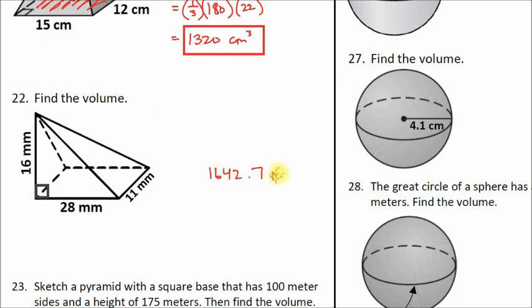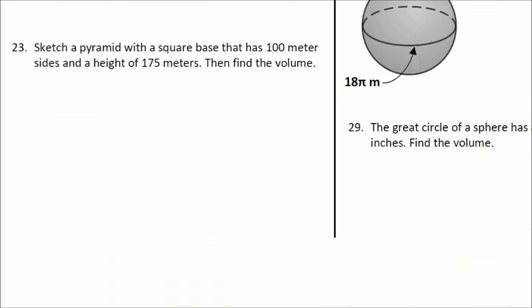1642.7, and that's going to be millimeters cubed. Your base area should have been 308 millimeters squared, and the height was 16 millimeters. Question number 22 or 23. Sketch a pyramid with a square base that has 100 meter sides and a height of 175 meters. Then find the volume. I'm going to go ahead and let you figure out the volume.